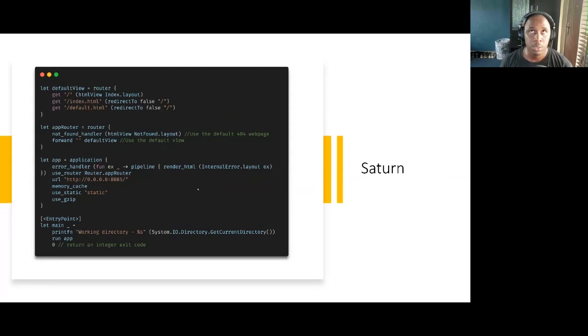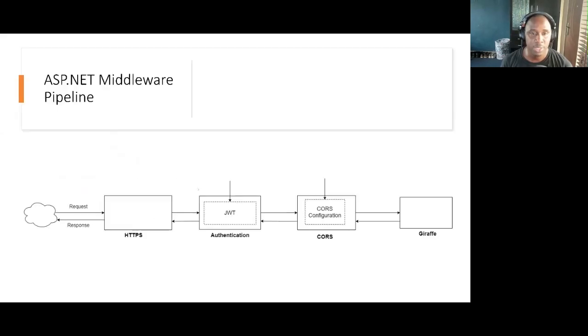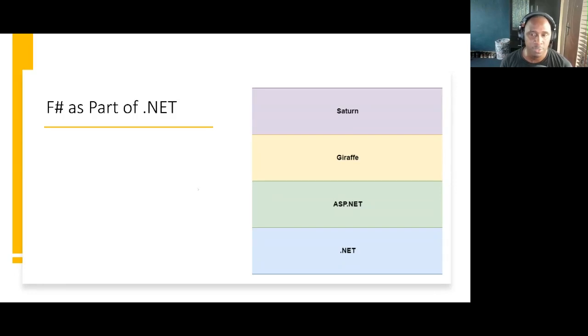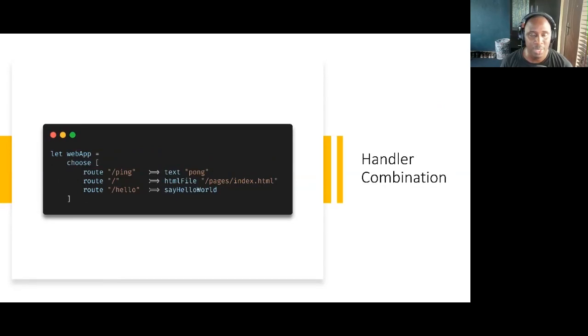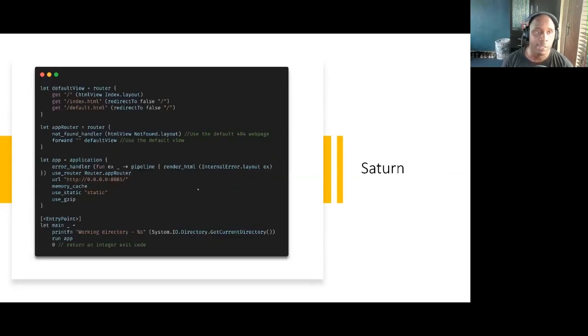But the thing is, Saturn, like I said earlier in my previous slides, sits on top of Giraffe. So instead of having to manually build HTTP handlers together, which you totally can, and is totally fine, you can use a slightly higher level library called Saturn that sits on top of Giraffe. What it gives you is a simple way to define your routes and the building blocks of your application. It uses a feature in F# called computation expressions that allows you to declaratively declare your application.